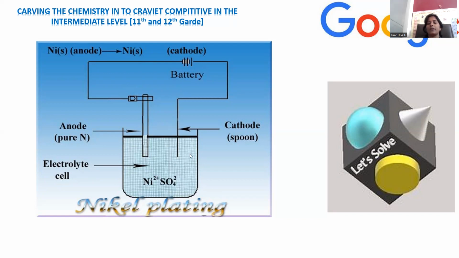And the cathode is made up of a spoon. Whose surface you want to protect, that is to be taken. I want to protect the spoon, that's why the spoon was taken as the cathode over here. So simply you can say steel, or else any object on whose surface you want this protection. I'm taking a spoon for your kind understanding. So the cathode will be a spoon made up of steel, the anode will be pure nickel metal, and the electrolyte is made up of nickel sulfate. So this is the set of the electroplating experiment.